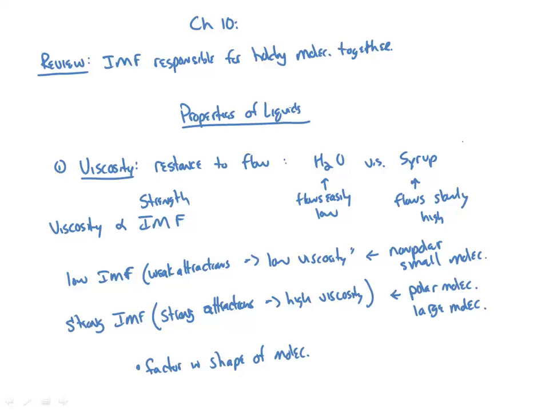So, for instance, the main reason that syrup flows slowly is because it's a large molecule. Whereas the reason water flows easily is not so much because it's polar, which would indicate high viscosity, but because it's a very small molecule, so it flows fairly easily. So viscosity is a tough one to tell totally, but we can make kind of educated guesses.